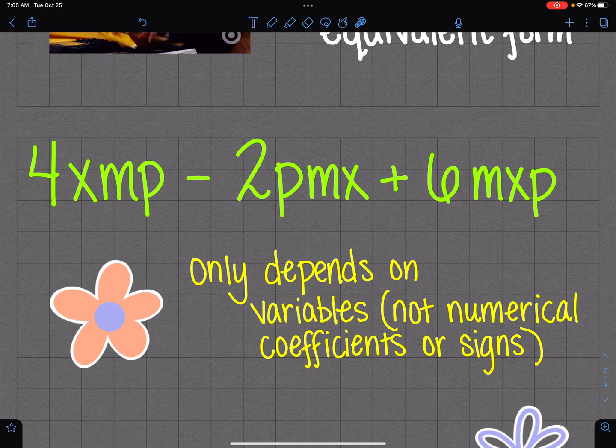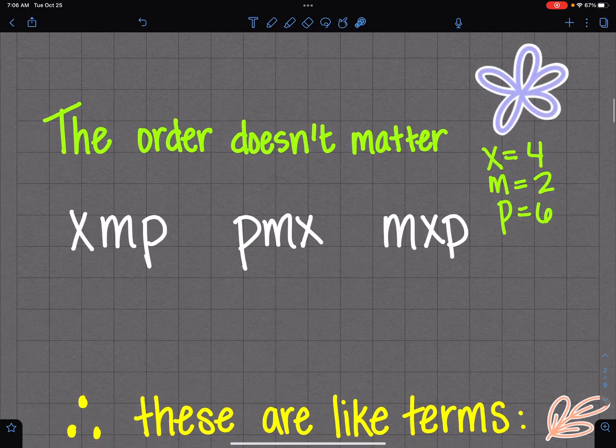So that's totally fine. Also, this part doesn't matter either, the negative or the positive here, because we kind of think of it as algebraic addition, right? So you could just be adding a negative 2, and we already know that the numerical coefficient in front of the number doesn't matter. It's if the variables are the same. Okay, so we only depend on the variables to tell us if those terms are equivalent or like terms, and we don't pay attention to the numerical coefficients or the signs, okay? All right, so the order doesn't matter.